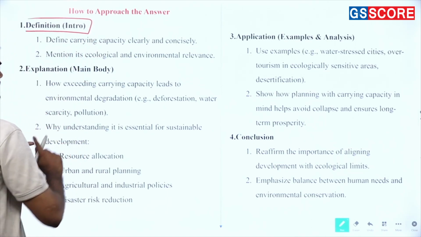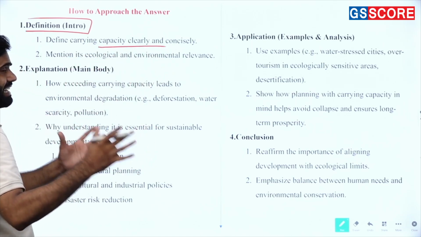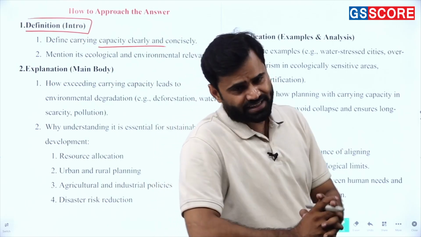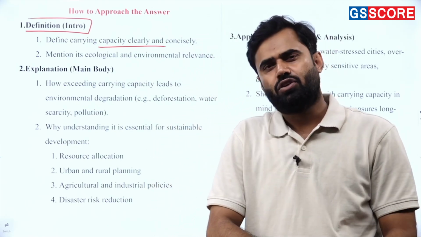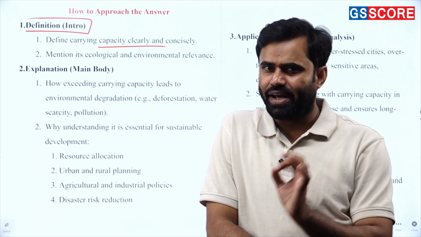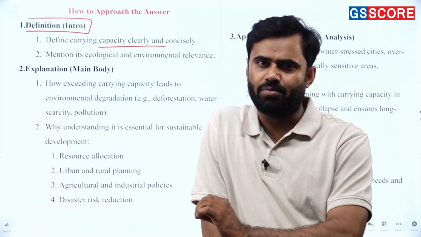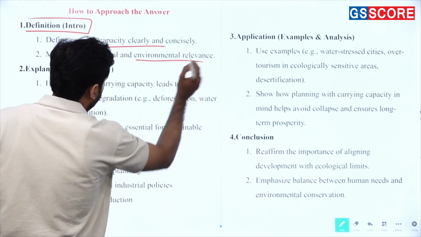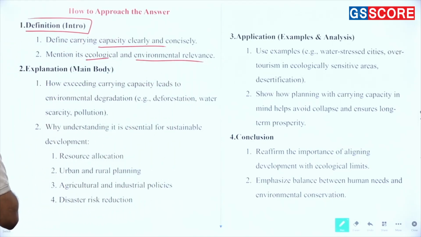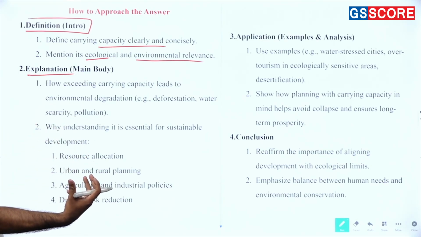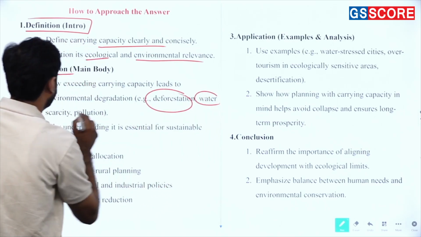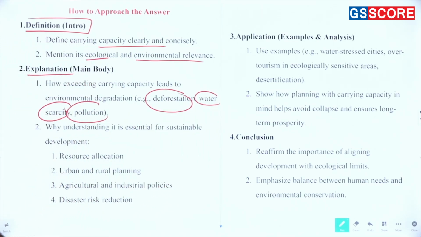You have to define carrying capacity clearly and concisely. I'm saying please avoid unnecessary words, extreme words, and wrong information. Choose the important words wisely and carefully. Mention its ecological and environmental relevance. In the main body, the explanation will take place: how exceeding carrying capacity leads to environmental degradation like deforestation, water scarcity, and pollution.